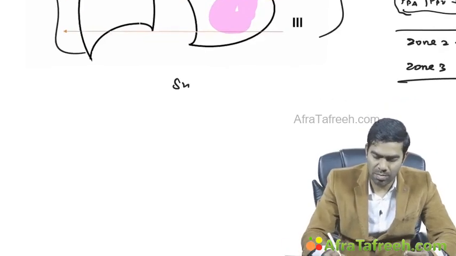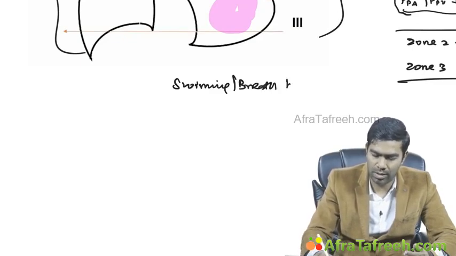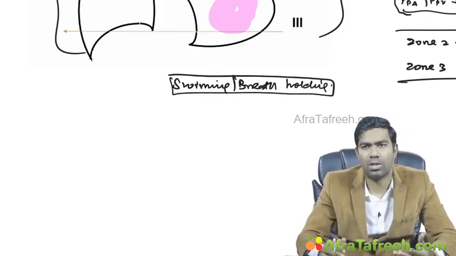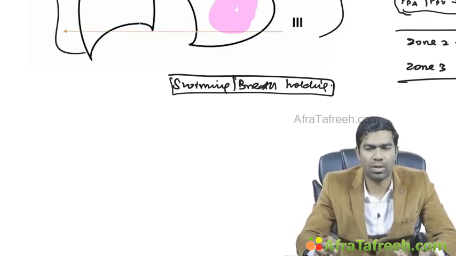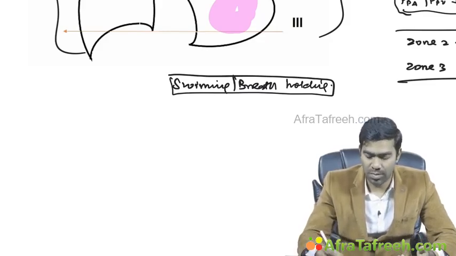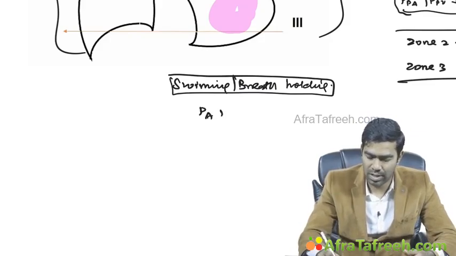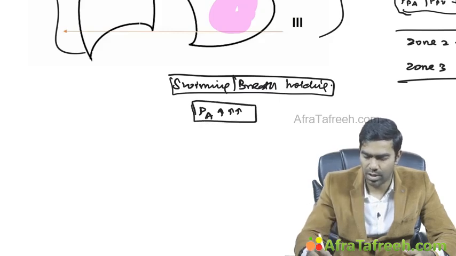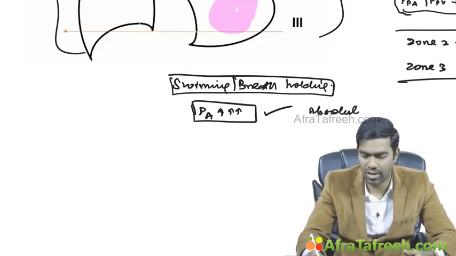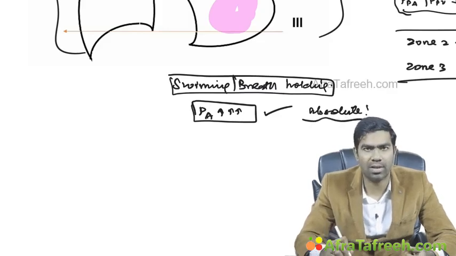Suppose you are swimming or breath holding. What's going to happen? Swimming is also a method of breath holding only. What happens during swimming and breath holding? Actually, I'm distending the alveoli, which means I'm going to increase the alveolar pressures during inspiration. Clear? This is an absolute increase in alveolar pressures, not a relative increase like in hypovolemic patients.